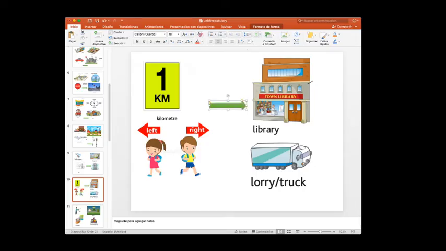Library. The library is a place where you can go to check some books about any topic that you want. Okay. Other times you can borrow that book, take it to your home, and read it. Okay. Another, this is lorry, lorry or truck. Okay.